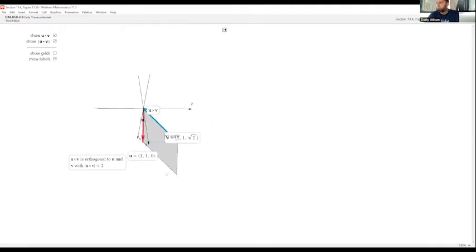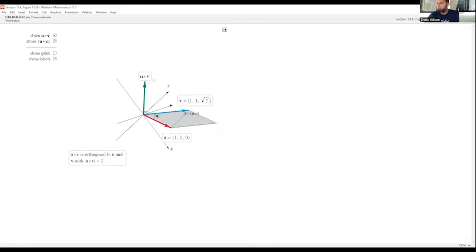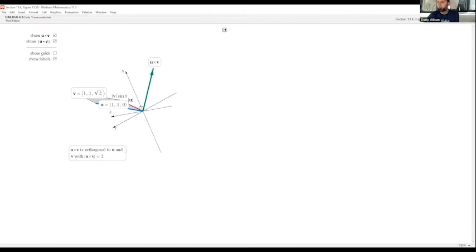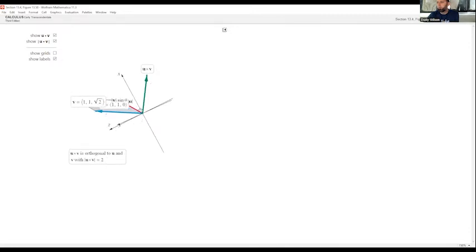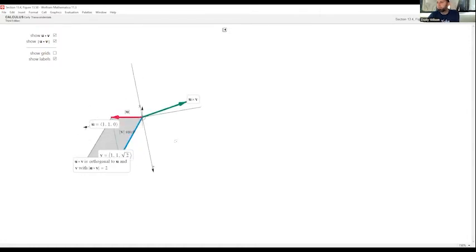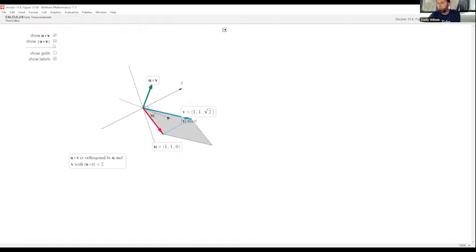Notice that u and v are not perpendicular, but the u cross v vector, the green vector, is perpendicular to both u, the red vector, and also perpendicular to the blue vector. You might ask how long is that green vector? The length of that green vector is given by this parallelogram. It corresponds to the area of this parallelogram here. And we'll talk more about that in the lesson.